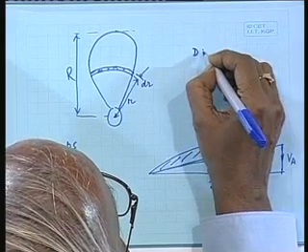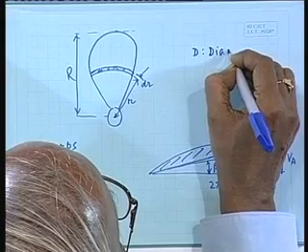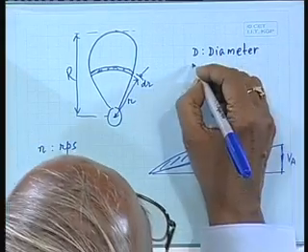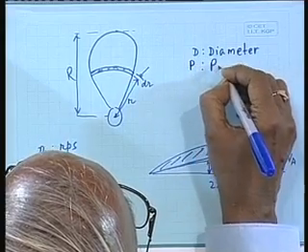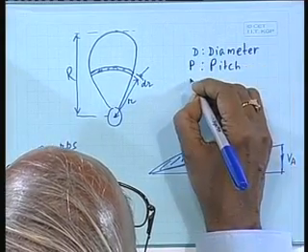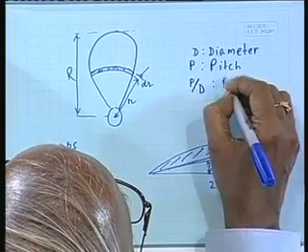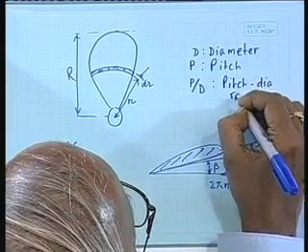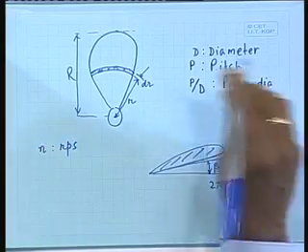Now, what I have not mentioned to you about are the characteristics of the propeller, that is D is the diameter. What are the other characteristics of propeller? P is the pitch and P by D is the pitch diameter ratio, right.